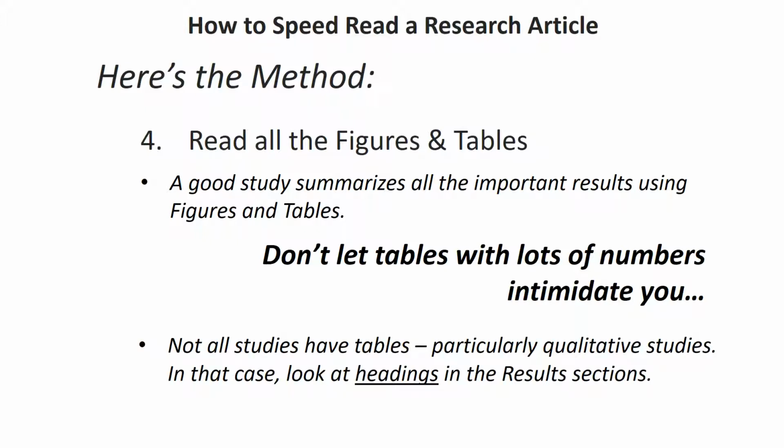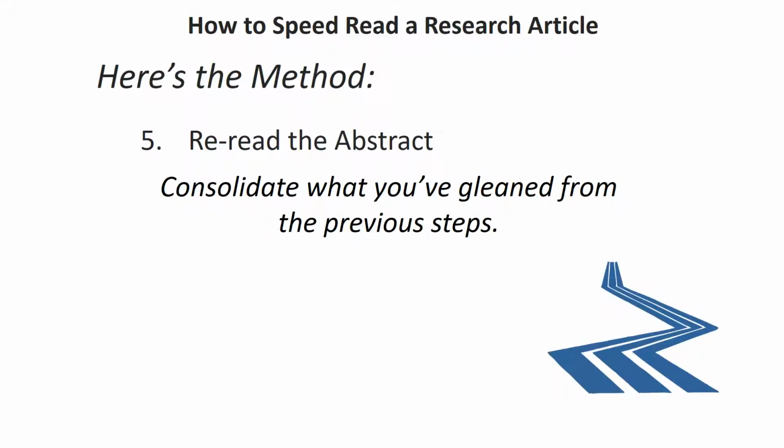Not all studies even have tables, particularly qualitative studies. In that case, you're going to look at the headings that they've used in the results section. That's step 4. We're now back to step 5, which is rereading the abstract to consolidate what you've gleaned from all the previous steps.